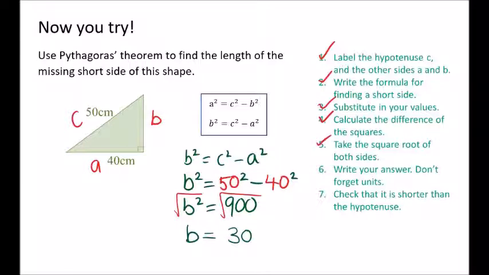We write our answer, which we've done, and then we check for units. In the example, we're working in centimeters, so our final answer is in centimeters as well. And finally, we need to check that it's shorter than our hypotenuse. 30 centimeters is shorter than 50 centimeters, and so that's a good indication that we've done our calculations correctly.